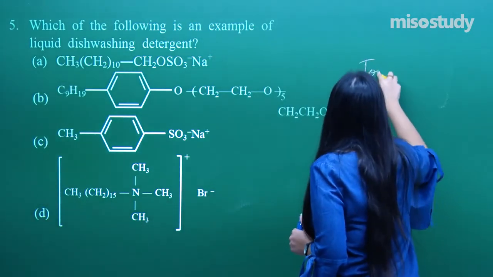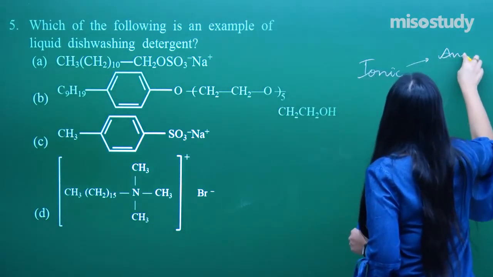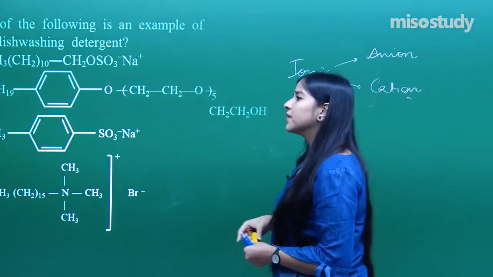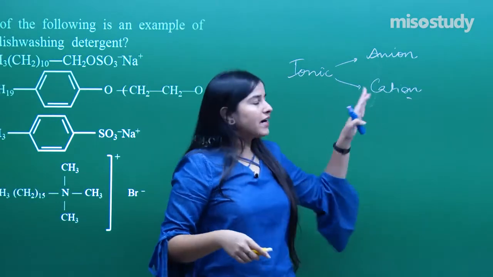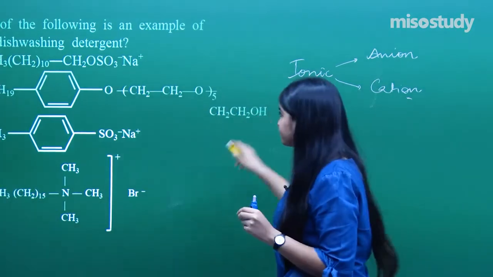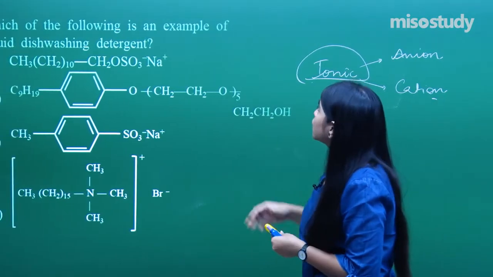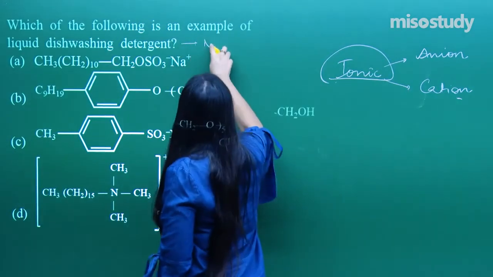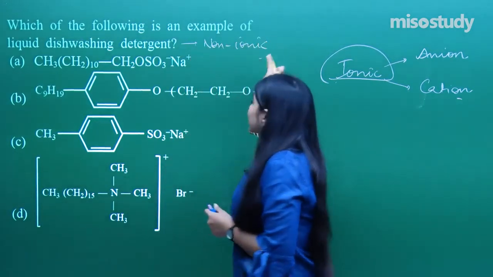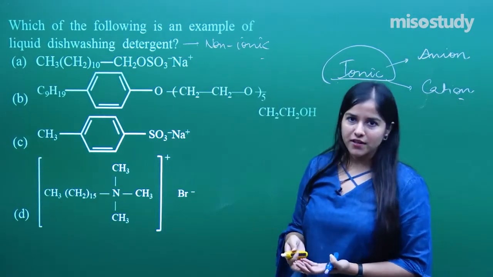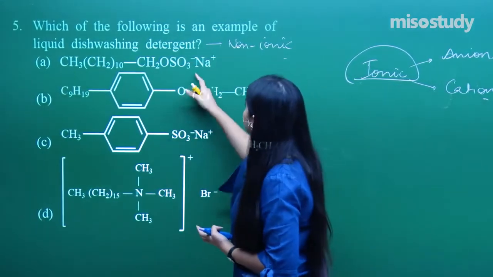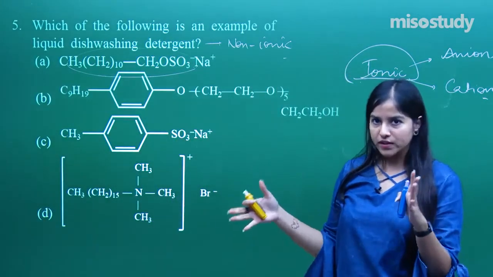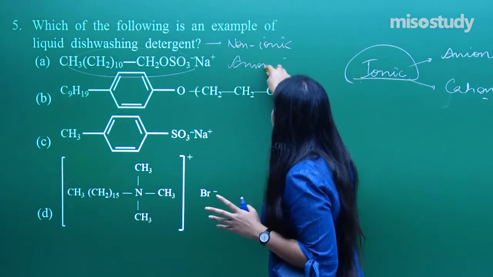In ionic, I have two. One is anionic, where the anion part is the bigger one. One is cationic, where the cation part is the bigger one, right? So these are the two types. And ionic detergents, these types are not an example of a liquid dishwashing detergent, but the non-ionic one is. So you should know about it. It is the non-ionic one. Let's figure out which one is non-ionic, which one is not. Okay, the first one. What you can see is ions are there, and mostly the negative part is the bigger one. So this is the anionic detergent which I see here.